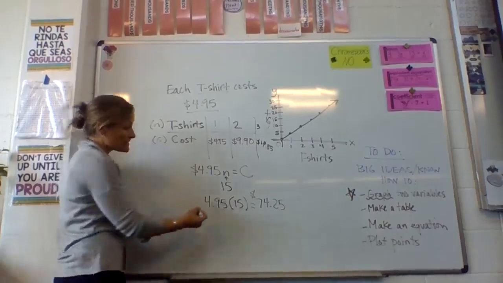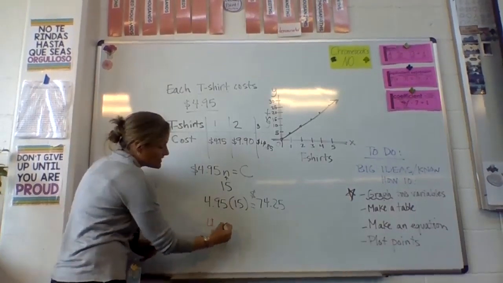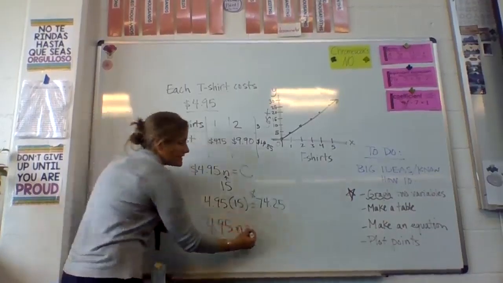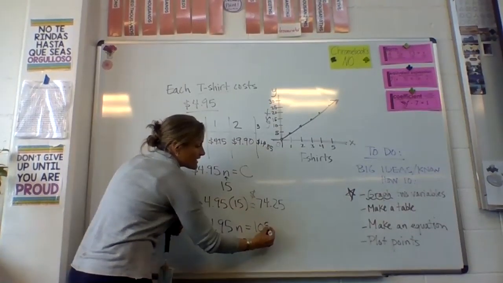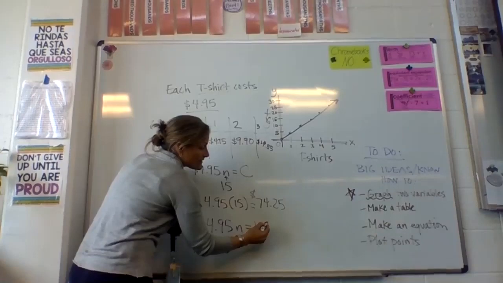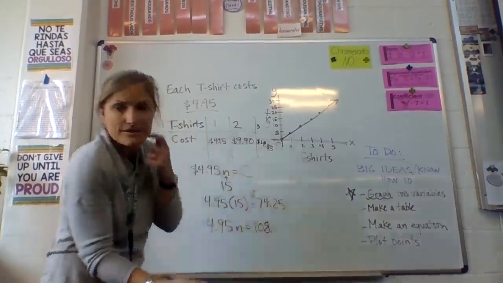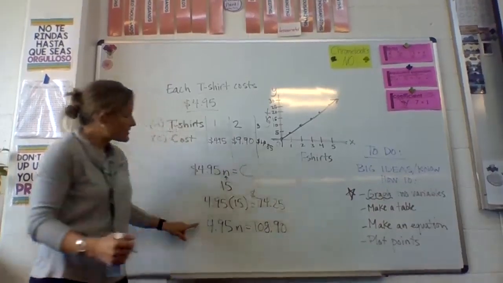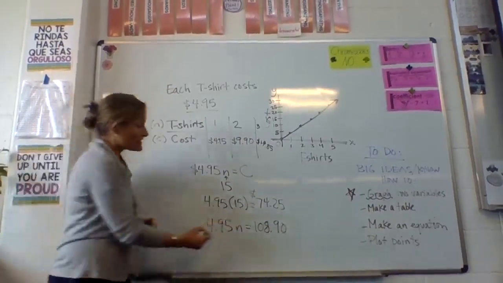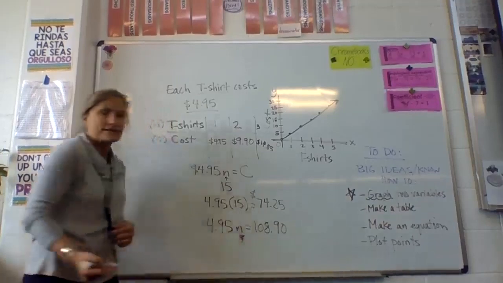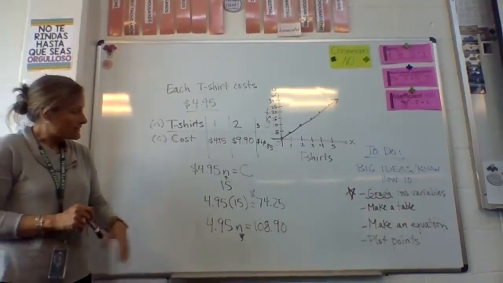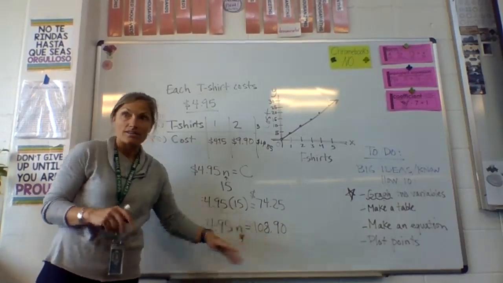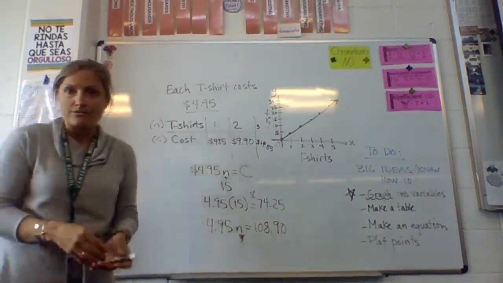Now the mystery is, we've got $4.95 times N number of shirts equals 108.90. How do we move this equation around to now find N? We know the cost per t-shirt and we know the total cost. So what does N equal? How do we solve for that?